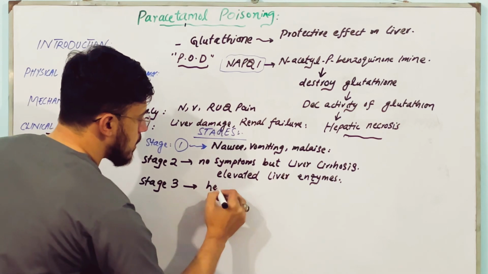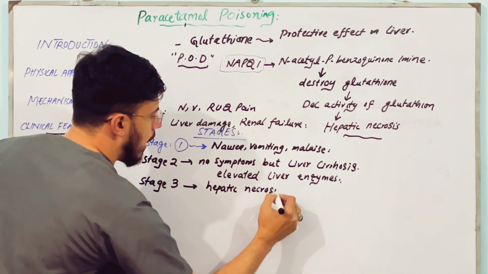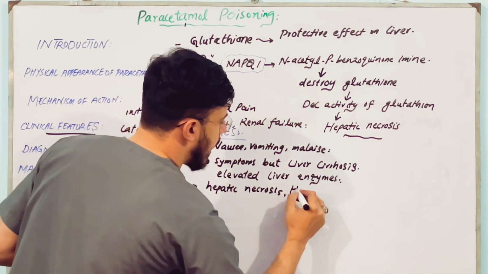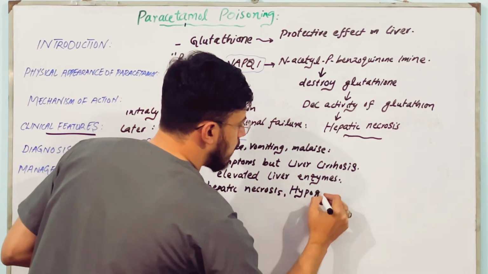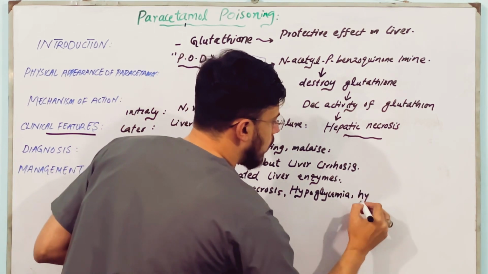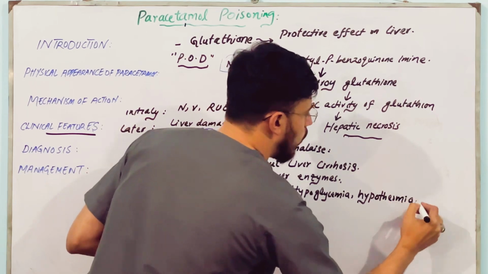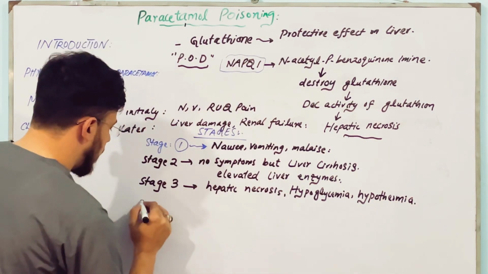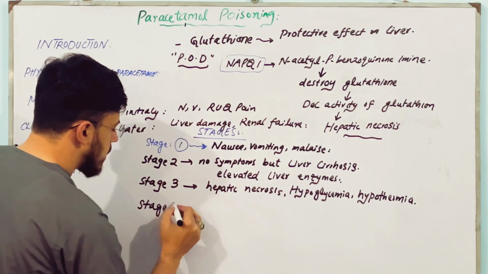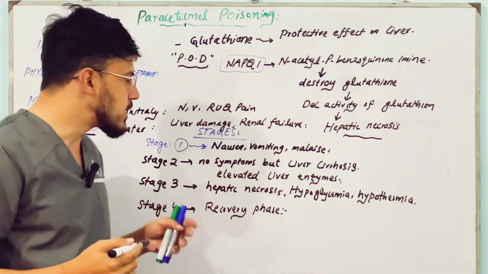In stage 3, there is hepatic necrosis, also hypoglycemia and hypothermia. In stage 4, it is the recovery phase. So there are four stages.